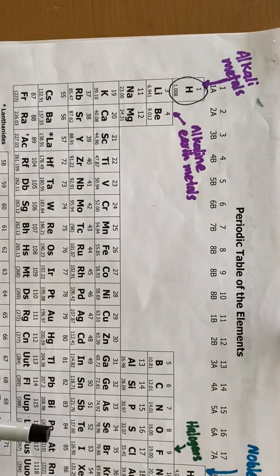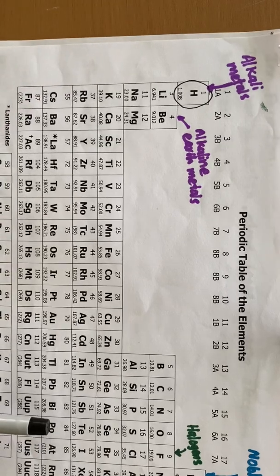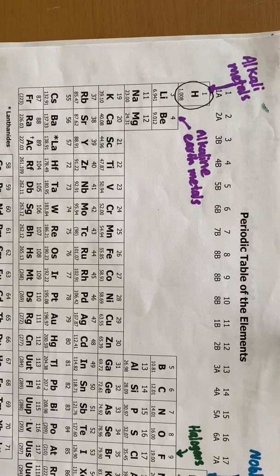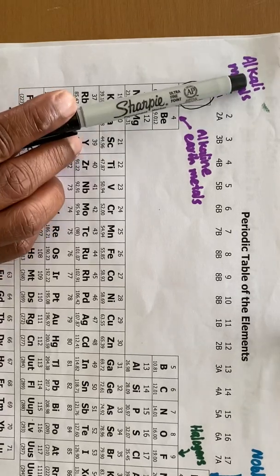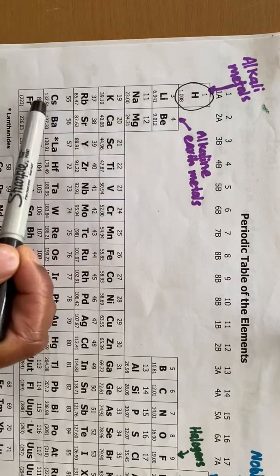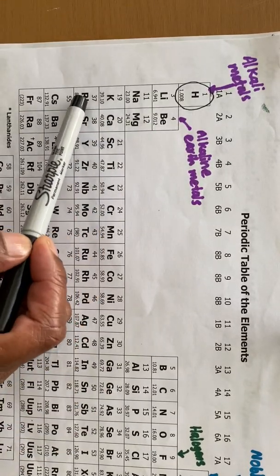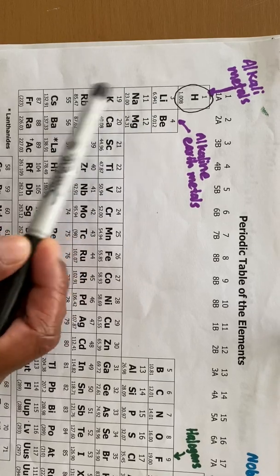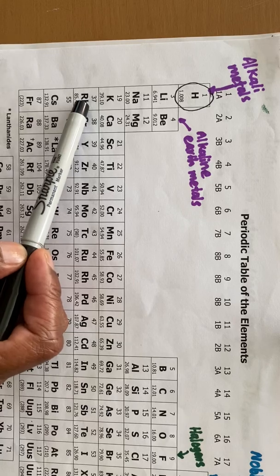When we consider the periodic table further, some of the groups are given a specific name. Group 1A we call the alkali metals. Except for hydrogen, all the other elements are alkali metals. Lithium, sodium, potassium, rubidium, all these elements, all these metals, react with water. That's why they are in one group.